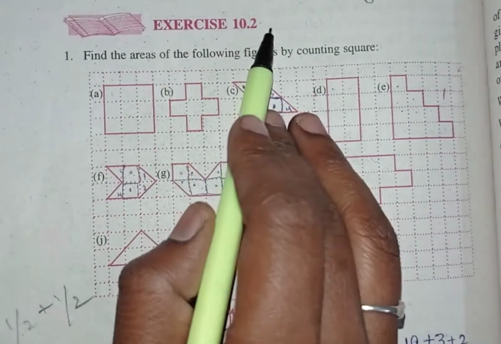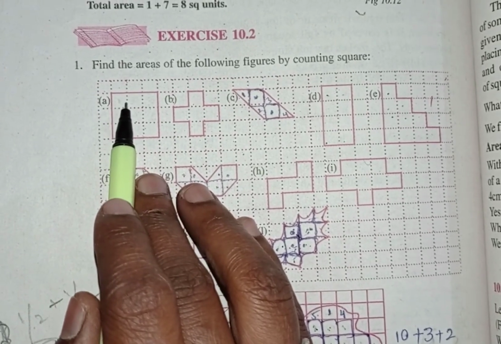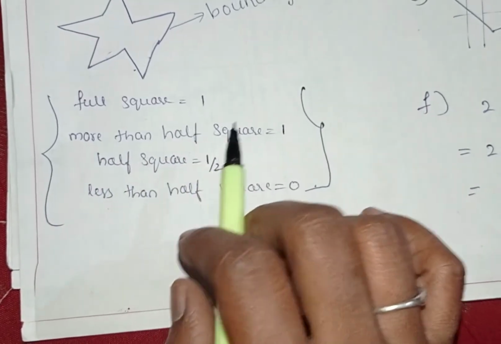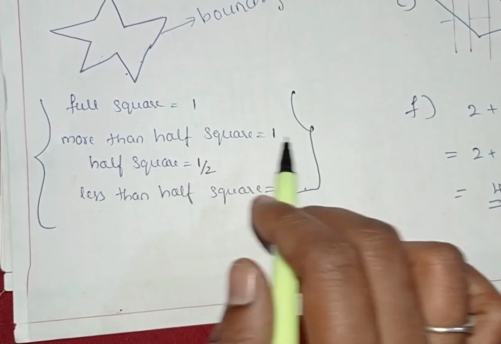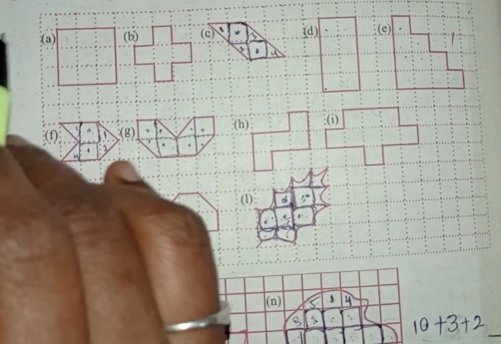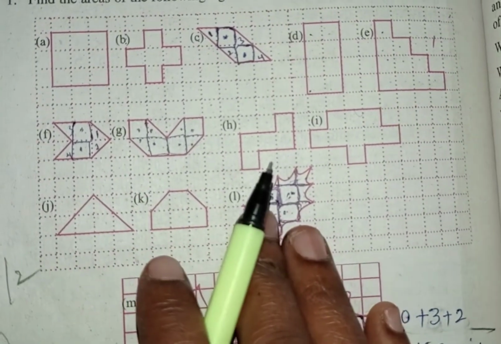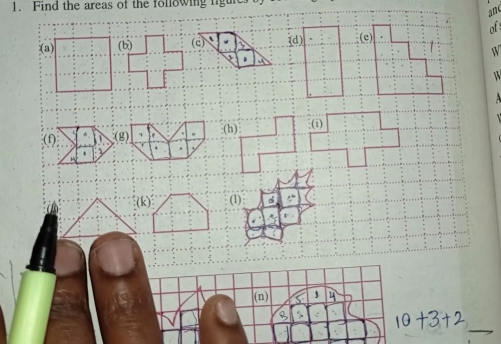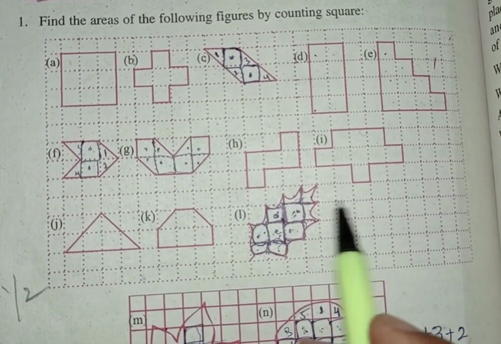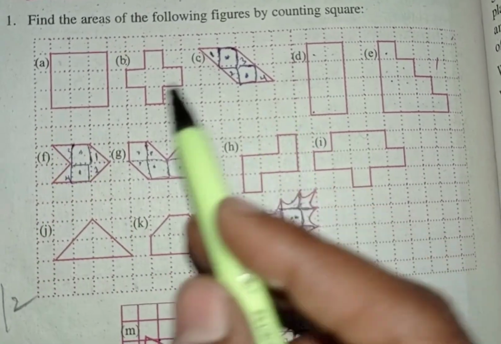Exercise 10.2. Now let's solve a question. Here, as I told you before, 1 full square equals 1, more than half a square equals 1, half square equals half, less than half a square is 0, right? So here, how many full squares are there? Children, do you remember, these are graph figures, right? They gave one graph, and on that they gave some shapes. We have to calculate the areas of these shapes.